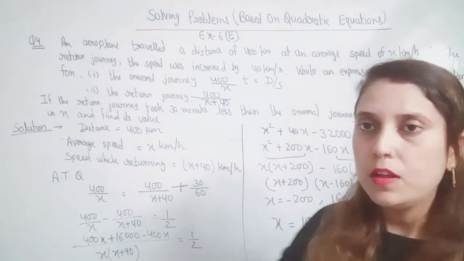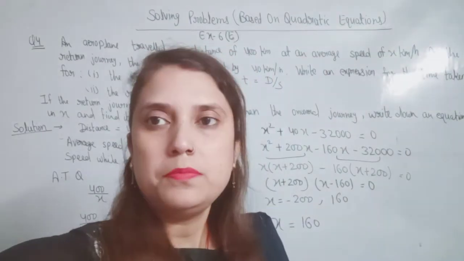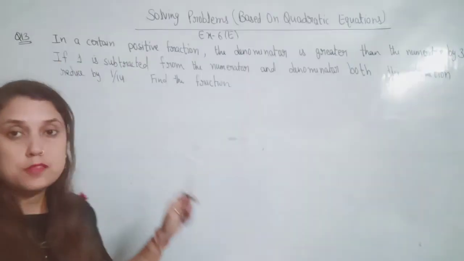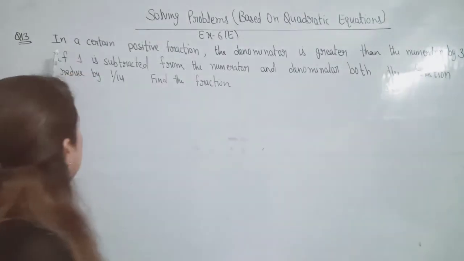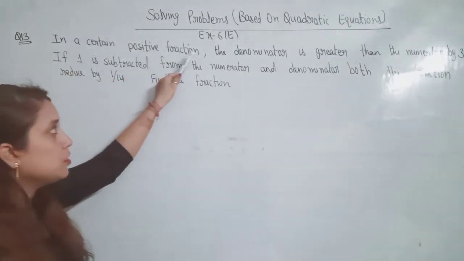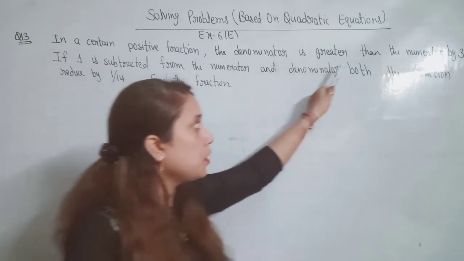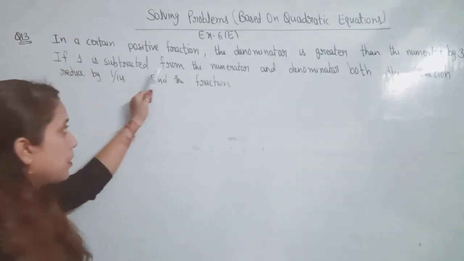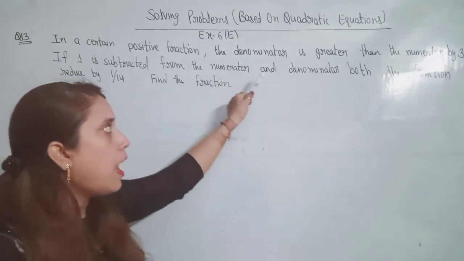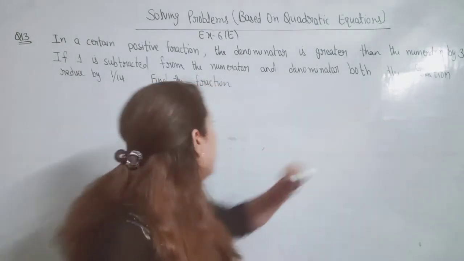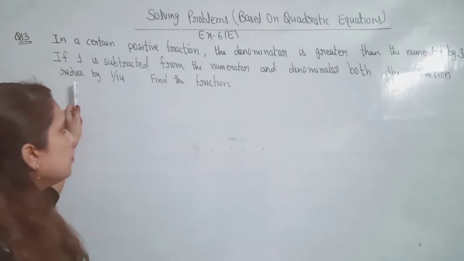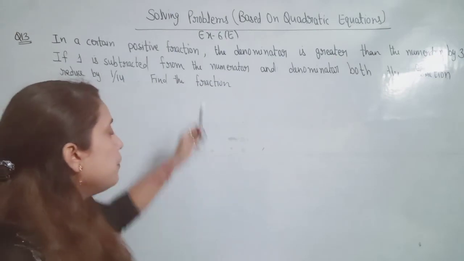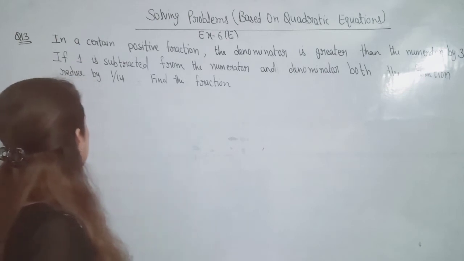Okay beta, now let's do the next question. Next question, question number 13. This is the last question for today. In a certain positive fraction, the denominator is greater than the numerator by 3. If 1 is subtracted from the numerator and denominator both, the fraction is reduced by 1 by 14. Find the fraction.